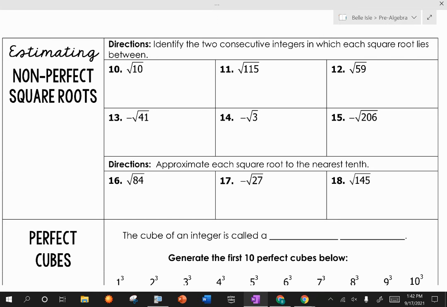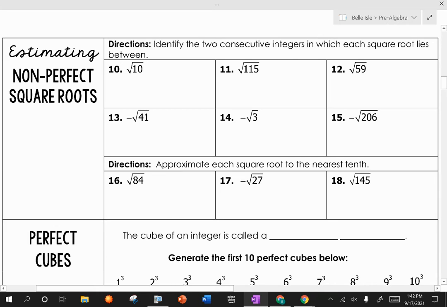Any number can create a perfect square if you multiply it by itself. But I'm asking if we take the square root of 10, does it come out to a whole number? No, it won't. But we can determine which 2 whole numbers the square root will lie in between. So what perfect square is close to the square root of 10? 3 and 4. Yeah, totally.